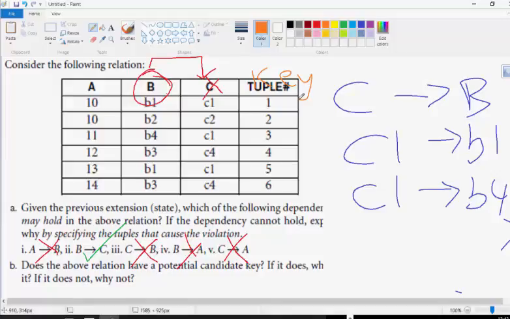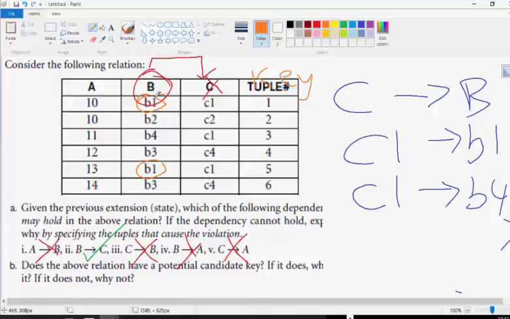Tuple number already is standing as a candidate key. If I add someone else to him, he's no more minimal. So leave him alone. He's happy. All right. So I can't combine B and C. B already leads to C. And B, as we can see, B1 is repeating. B1 is here, B1 is also here. So that won't work. For a candidate key, the values in there have to be unique throughout the entire database.